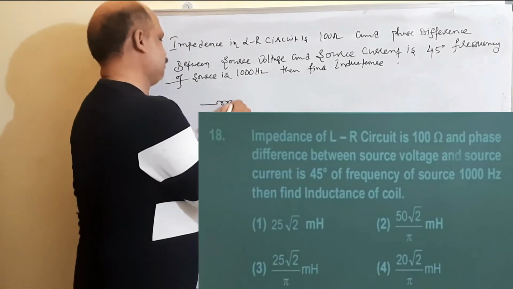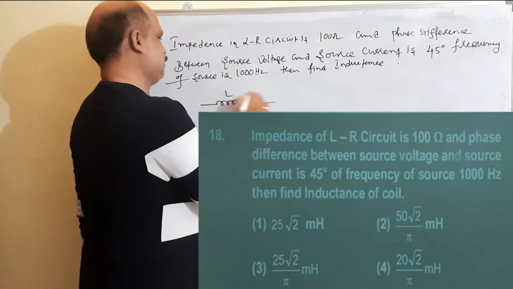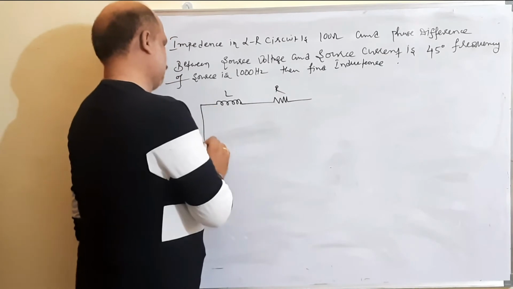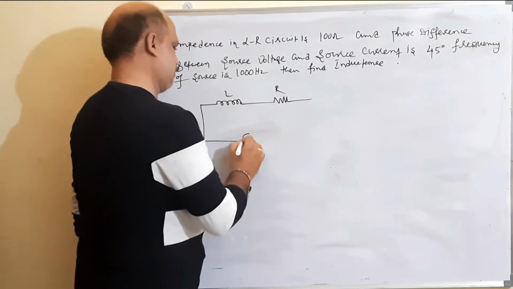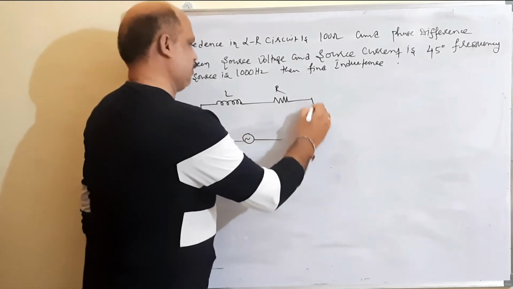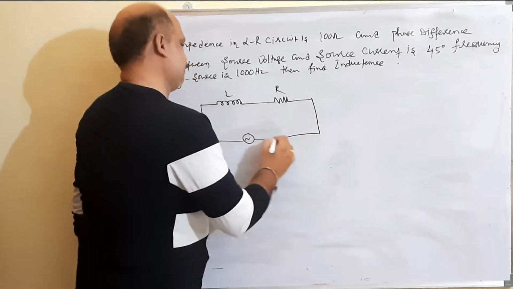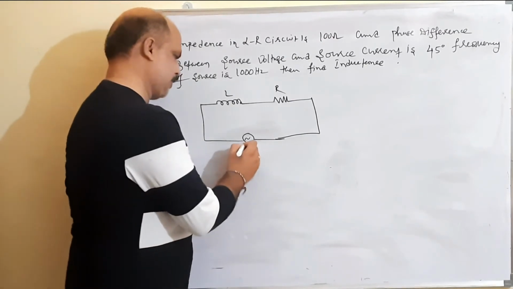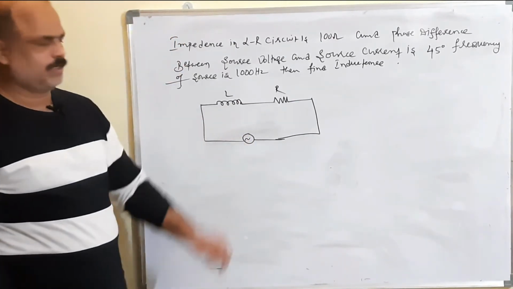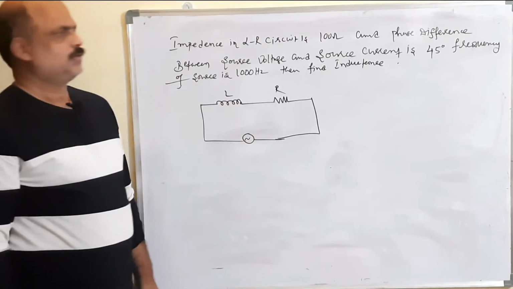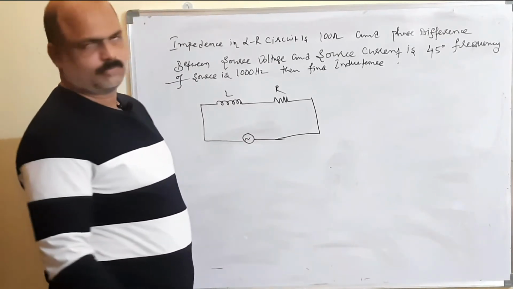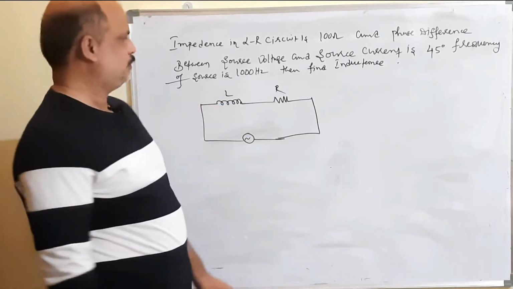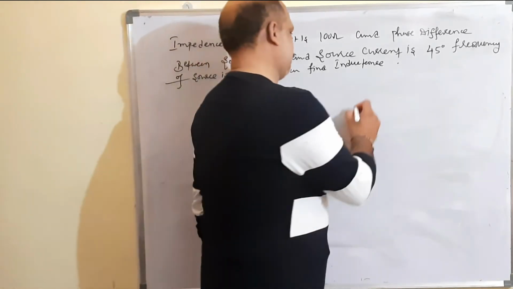So this is inductance and this is resistance. This circuit is called LR circuit and we give AC source voltage to this LR circuit. So we have formulas to solve this problem and also we draw the phasor diagram.